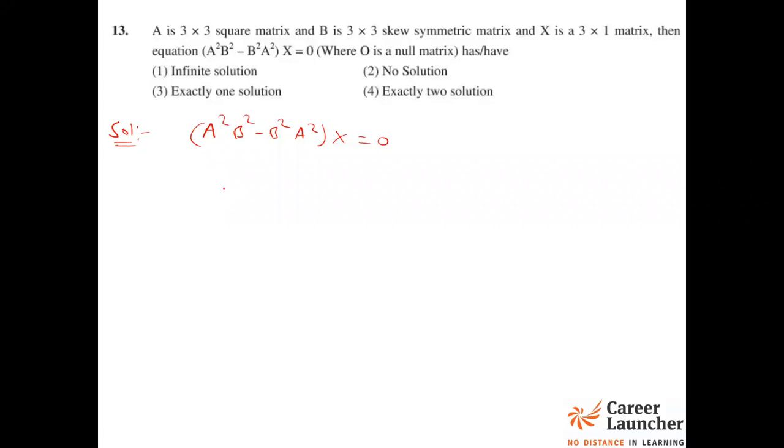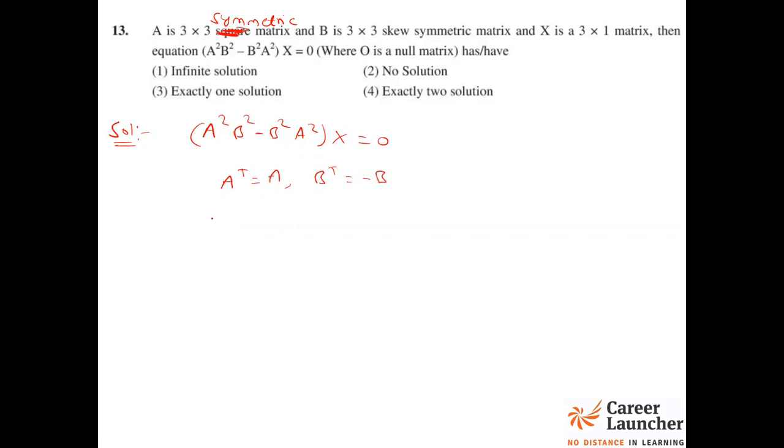So it is given that, I think it's not a square matrix. I think this should be given as symmetric. There's a printing mistake in the question. A is a symmetric matrix and B is a skew symmetric matrix. So what is the property? A transpose will be same as A and B transpose will be equal to minus B.